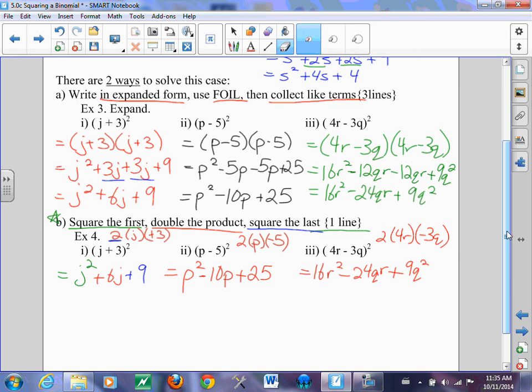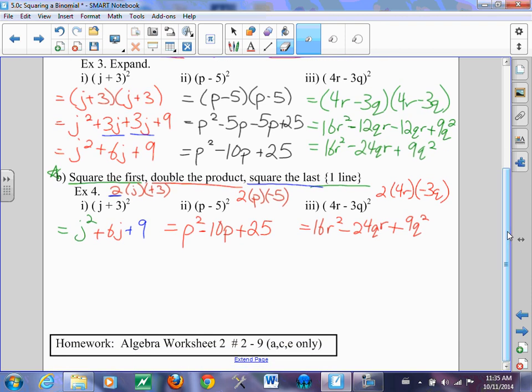All right, ladies and gentlemen. So for tonight's homework, please try to do some from each. I know you might start with this method A, but method B is going to save you a lot of time in the long run, especially if you're planning to take 3U, 4U math.